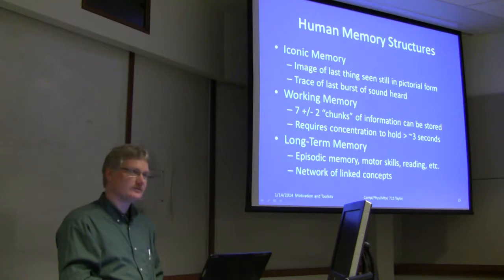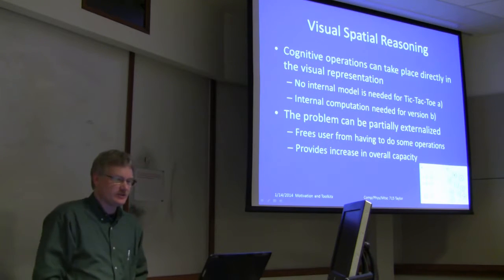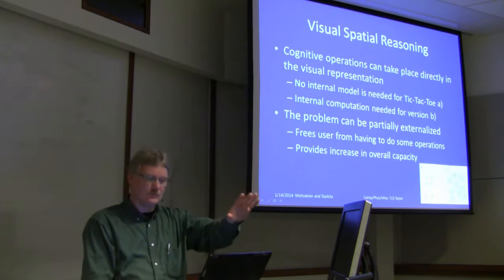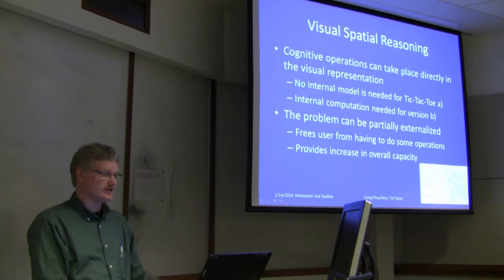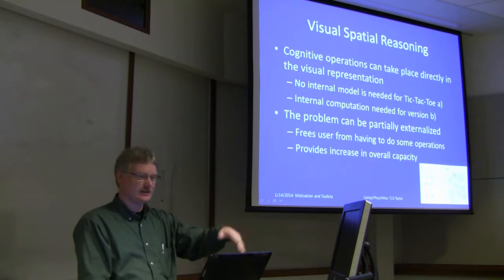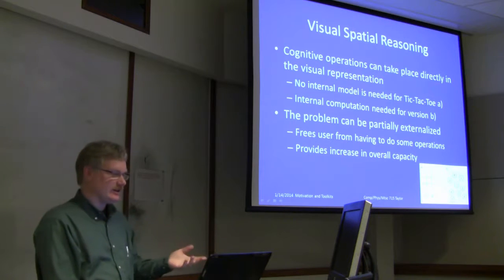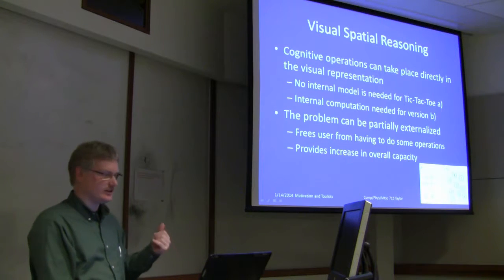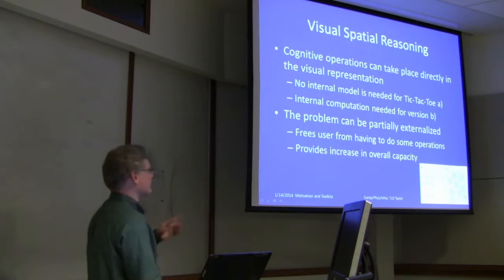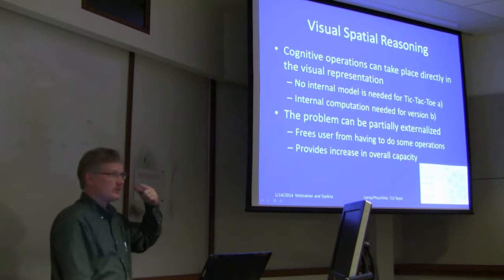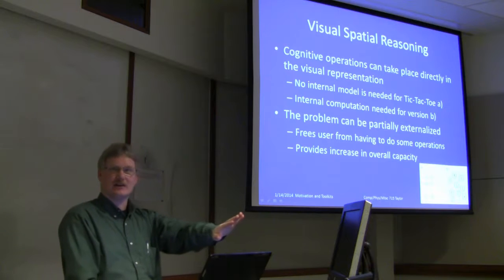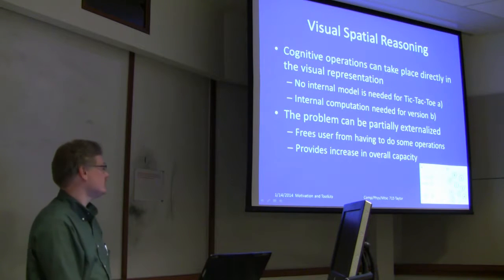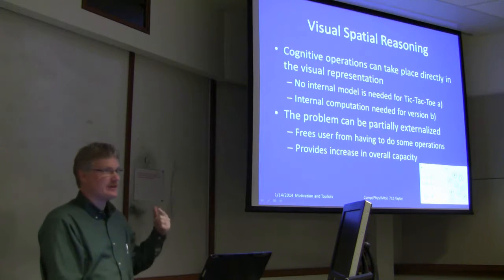Yeah. All right. So visual spatial reasoning lets these kinds of operations take place directly in the visual field. So in tic-tac-toe, you don't have to internally keep an idea of what's going on the board. You can see it right there. With B, you need this internal computation. So this basically means the problem can be partially externalized. Part of what you used to be doing in your head is now not done in your head. It's just happening there in your eyes, in your early visual system. And this gives you an increase in overall capacity.